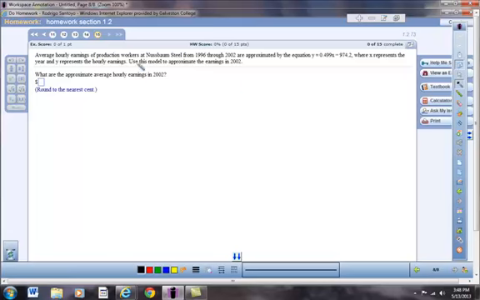And this last problem here tells us average hourly earnings of a production worker at the steel company from 1996 through 2002 is approximated by this equation, where X represents years and Y represents hourly wage. They want to find out how much is the average hourly wage in 2002. So all we're going to do is replace X with 2002. We have Y equals 0.499 times 2002 minus 974.2.